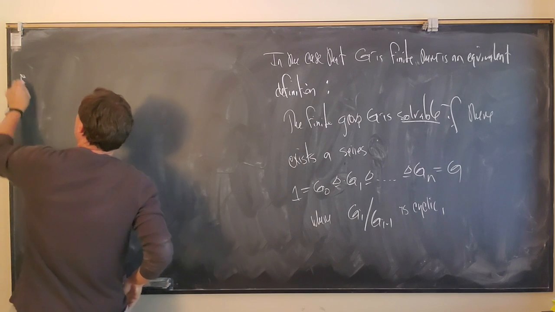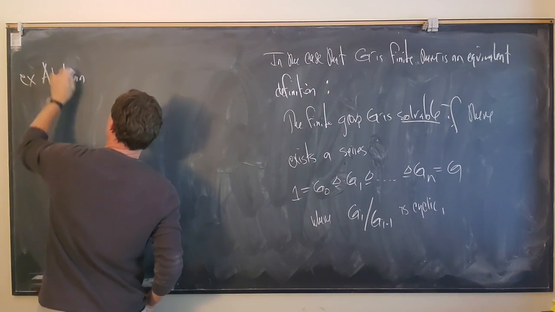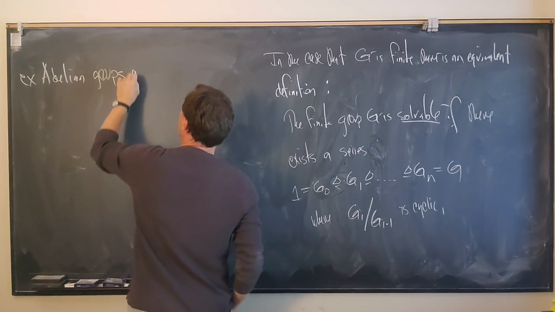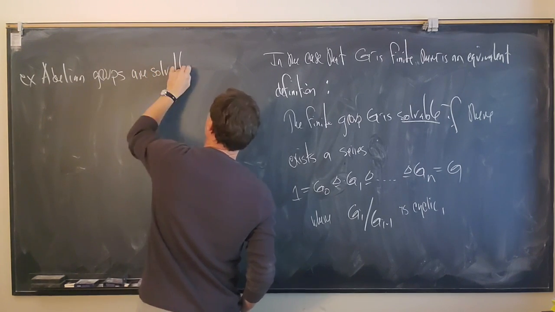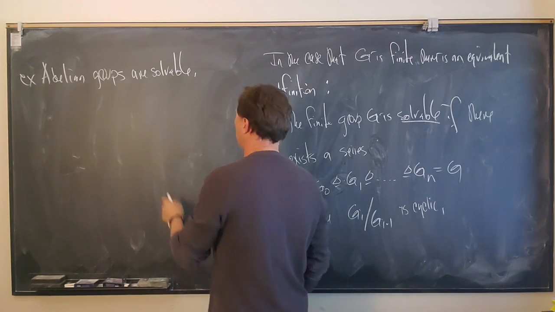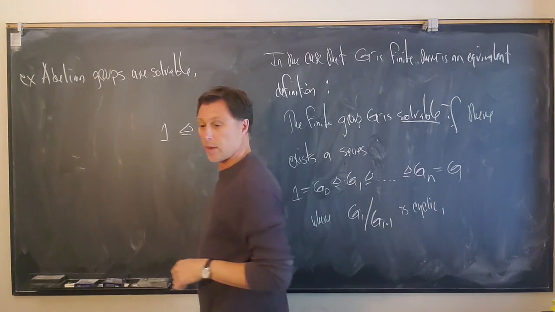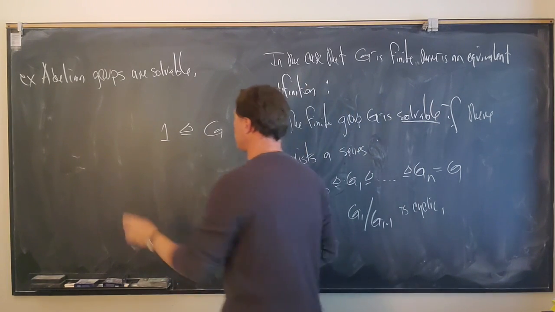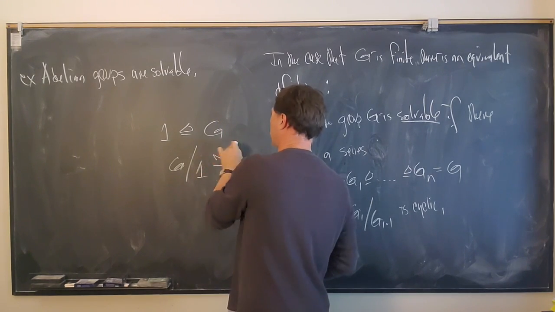So a couple of examples. Abelian groups are, of course, solvable. Why is that? Well, if you have an abelian group, then you have this sequence right here. 1 is a normal subgroup of G, and of course G mod 1 is abelian because it's isomorphic to G.